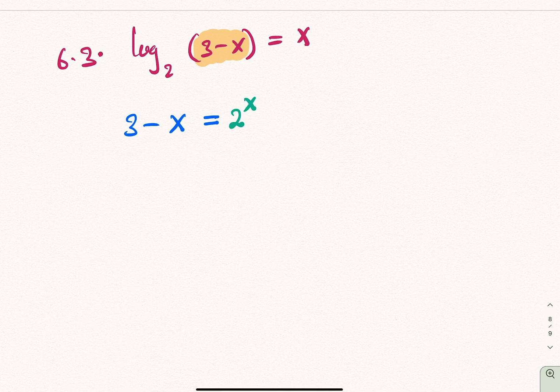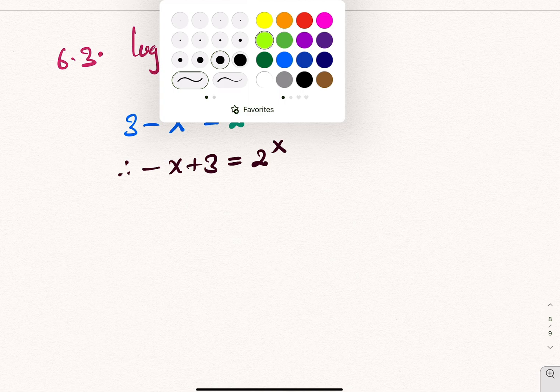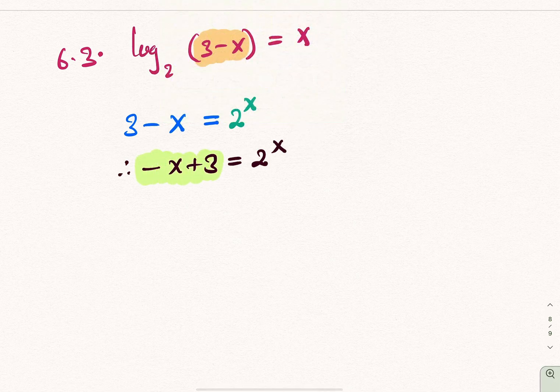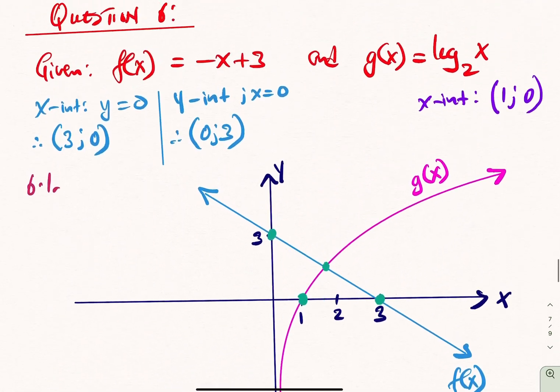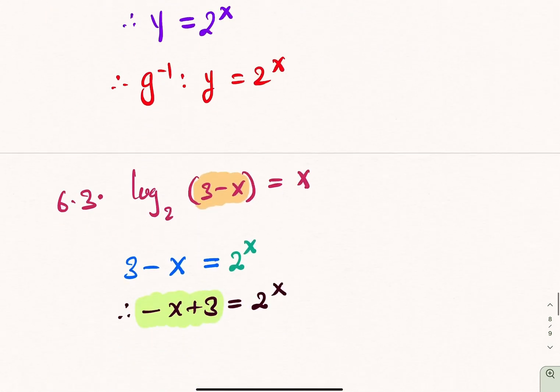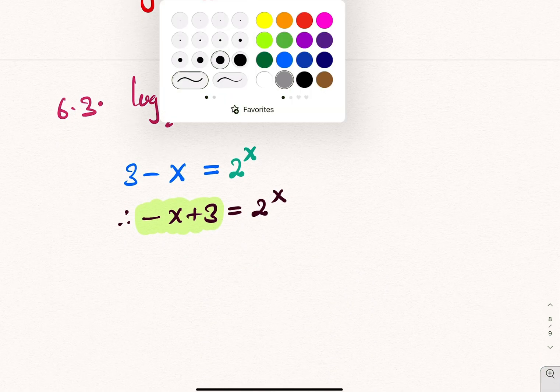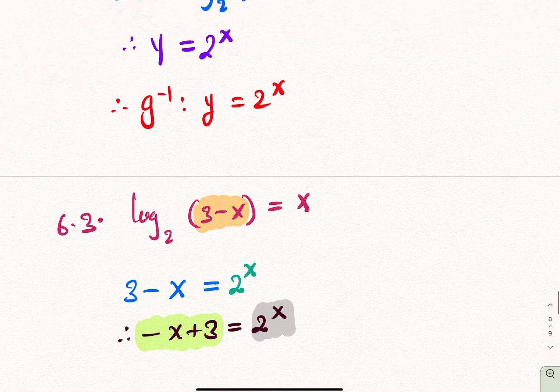So this is what you're going to get. How are you going to solve this one? But I want you to see something now, very tricky. This one is the same as negative x plus 3, and it's going to be equal to 2 to the power x. If you'll agree with me, this particular function is f of x. It was given, and you managed to sketch that in 6.1. Now, if you observe this one here, it is the one that you just found.